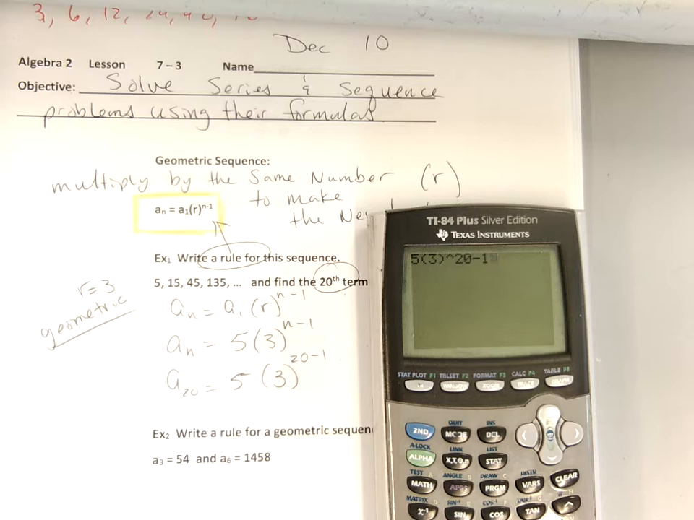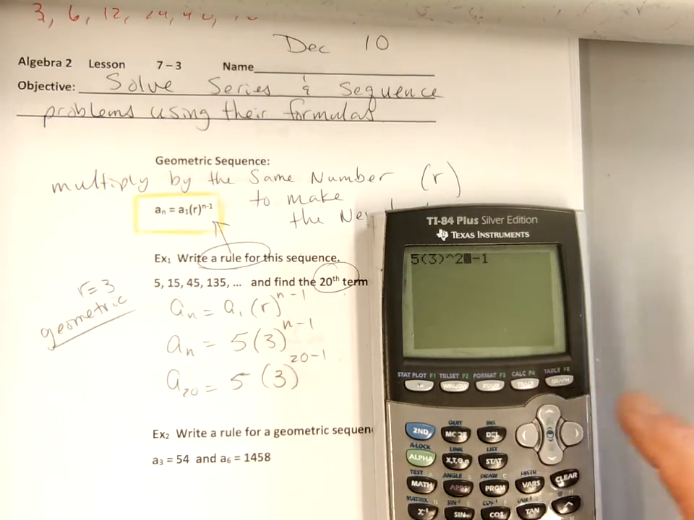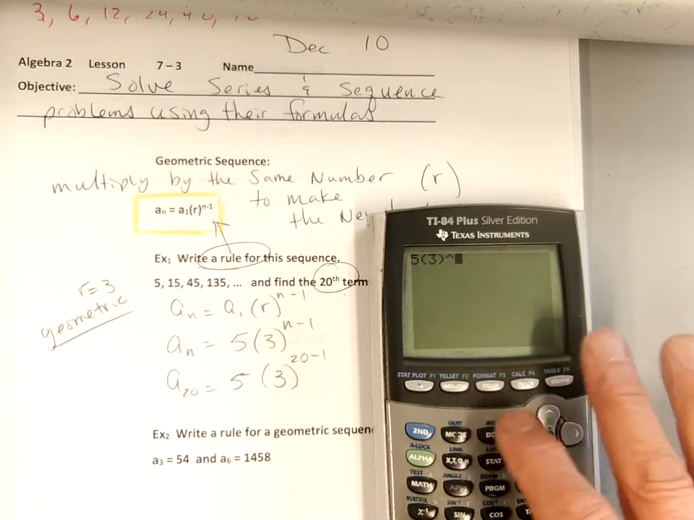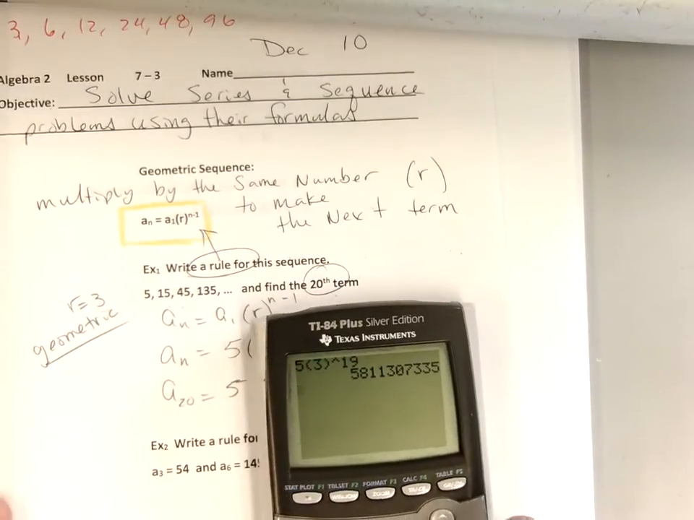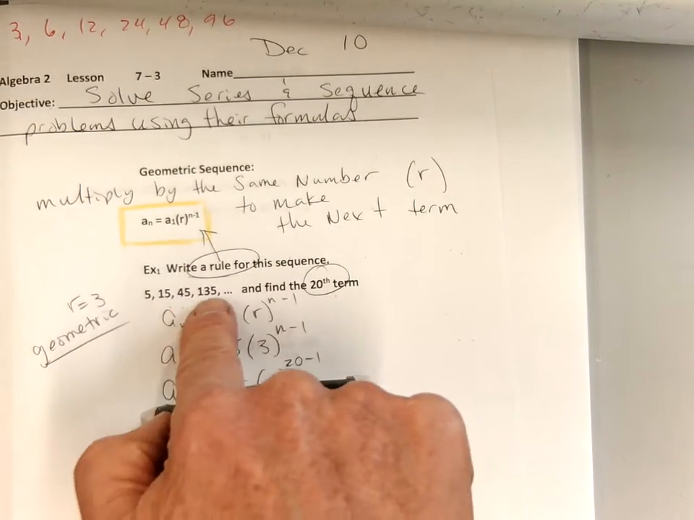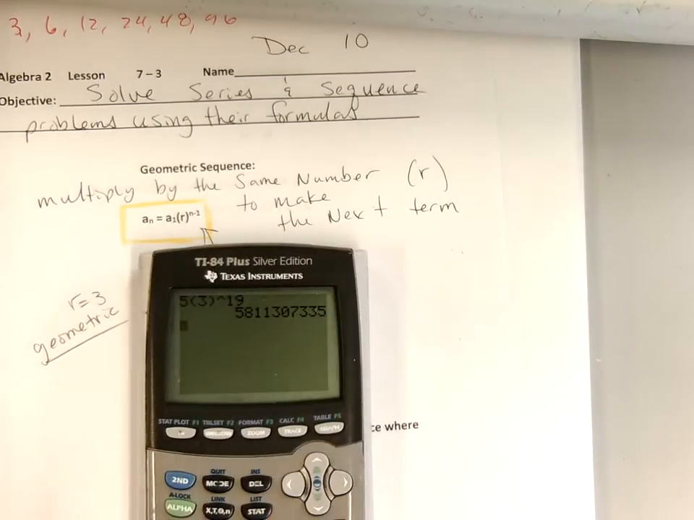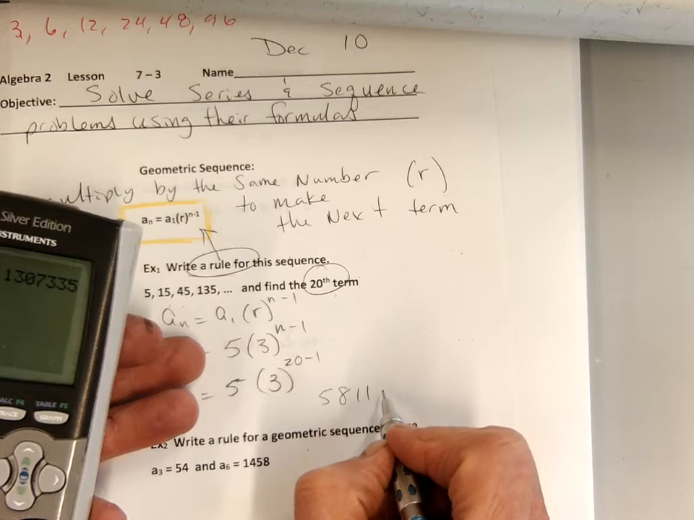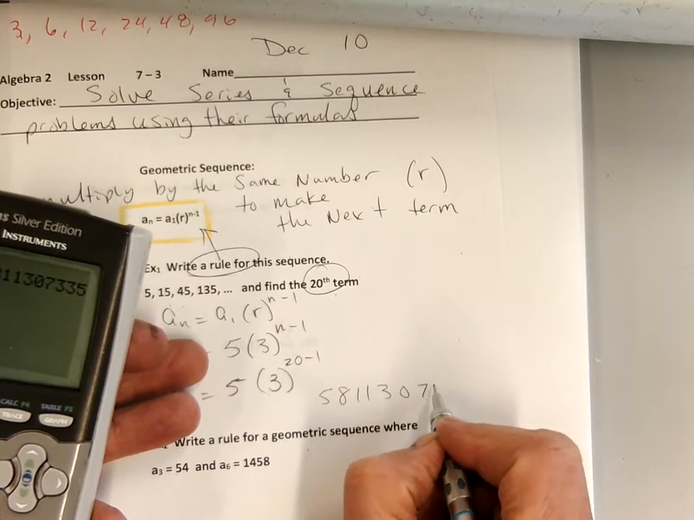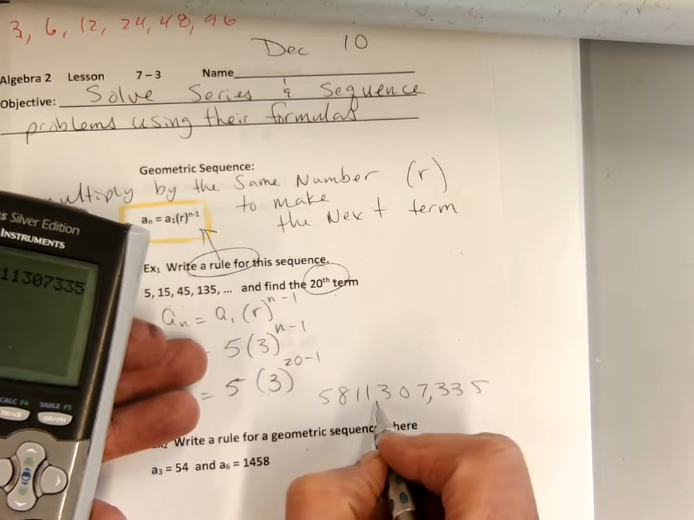Now, if you've got a new calculator, notice they'll do that, right? If you've got an old school one, I'm just going to back up, delete, delete, delete, and just do 19, okay? Oh, my goodness. Now, does that answer make sense? Yeah, because we're just going to keep multiplying. See how big it gets? It gets bigger and bigger and bigger.